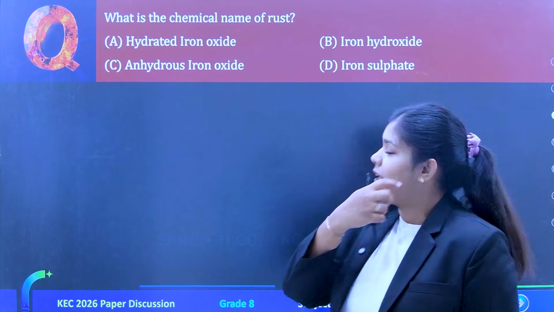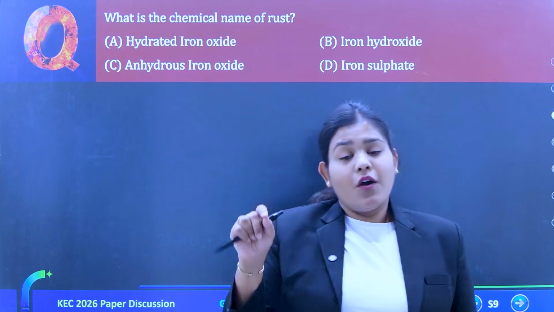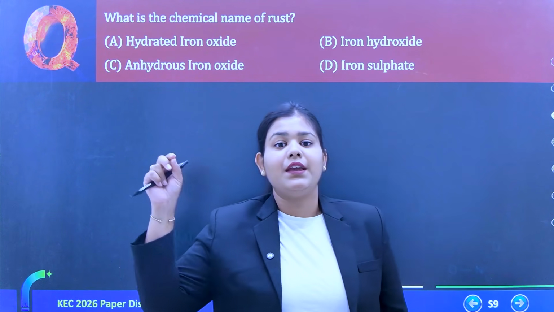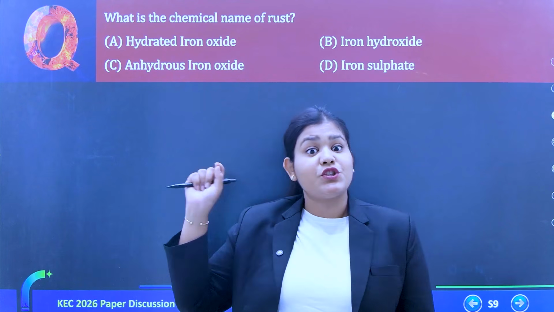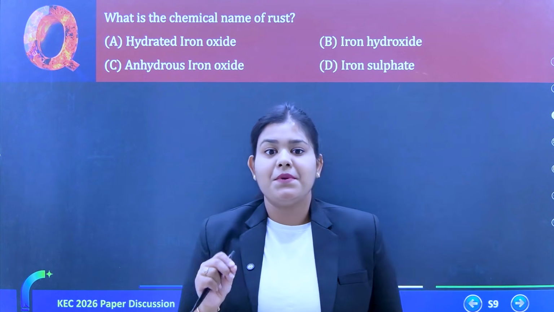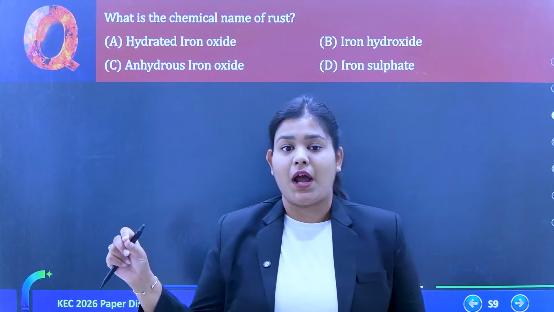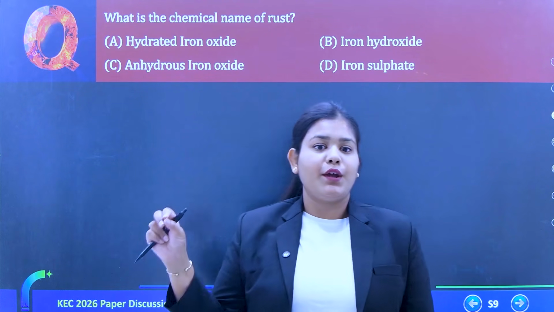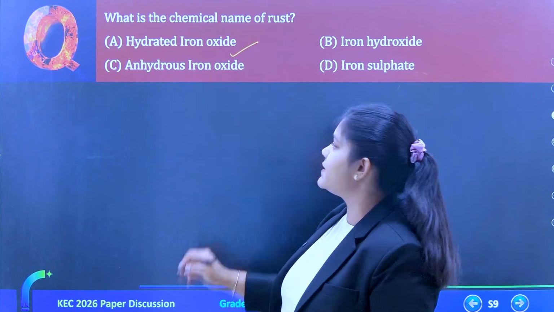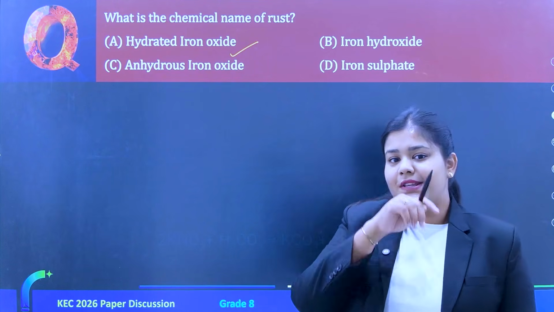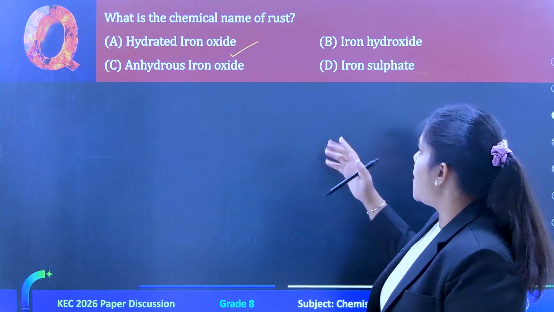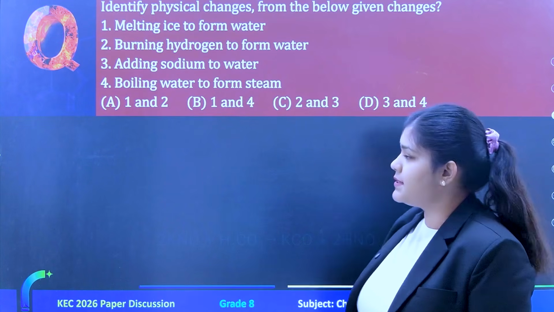Very nice. What is the chemical name of rust? I told you, for rust, oxygen and water, moisture is also important. So when you get the water, Fe2O3.xH2O. If you remember, I told you in the class, in chemical changes, real life examples, this part. What is rust? Hydrated iron oxide. You can go to that video and check this again, that I told you it is hydrated iron oxide. So what is rust? Hydrated iron oxide, right? Fe2O3.xH2O. So option A is the correct answer.